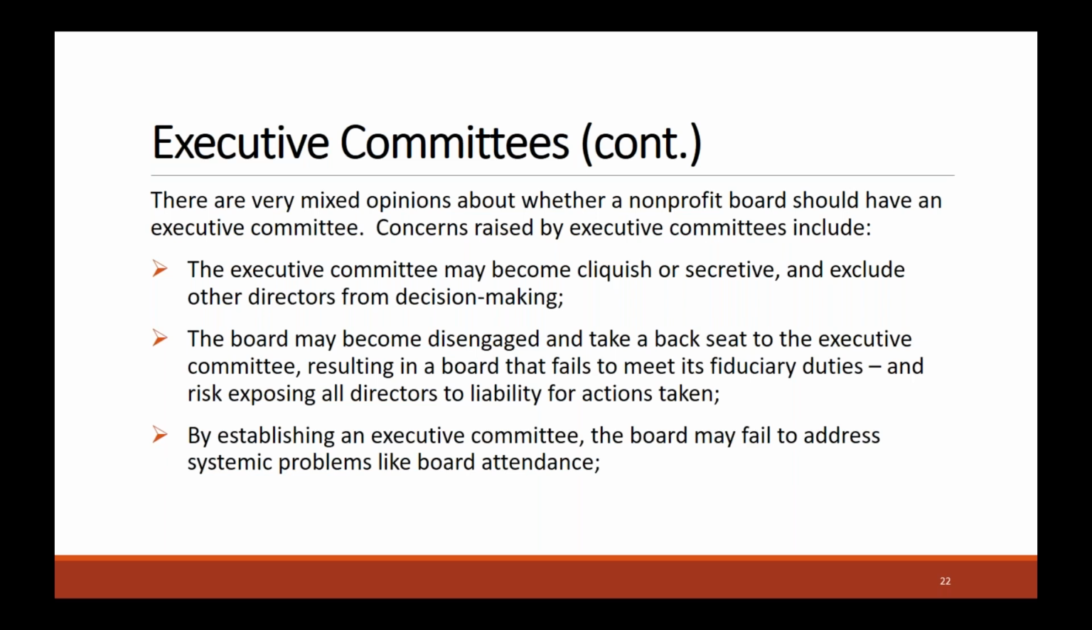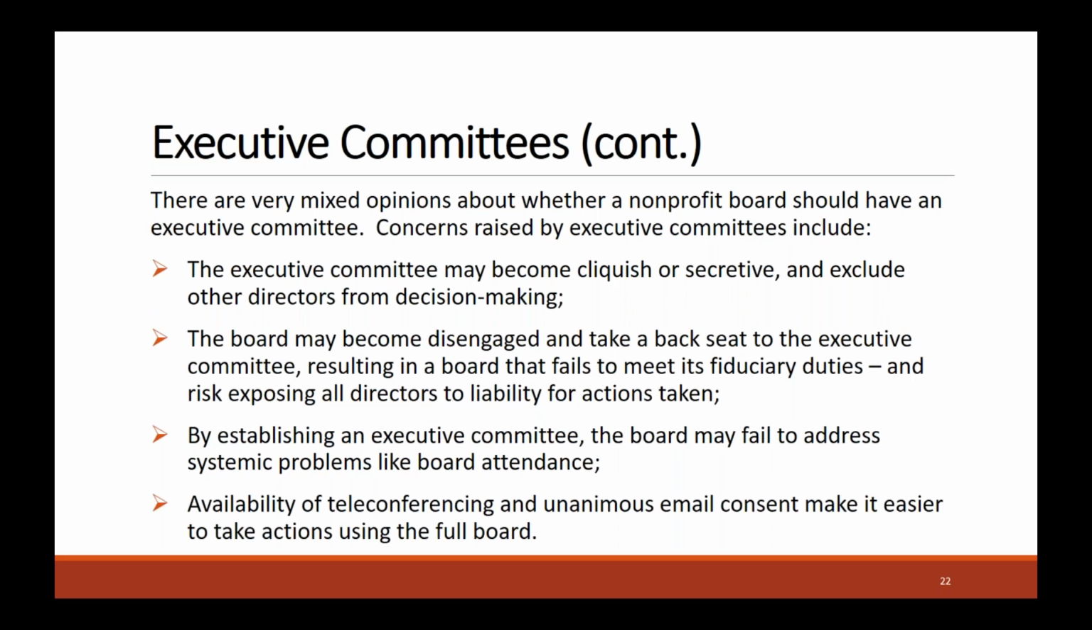By establishing an executive committee, the board really might be failing to address more systemic problems like board attendance. So if you're having a hard time meeting a quorum at the full board, it's a band-aid solution to just have all those decisions being made at the executive committee level. You should really go back and look at the underlying issues that are causing the problems with board attendance.